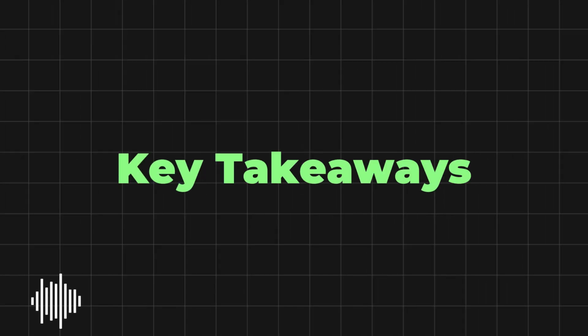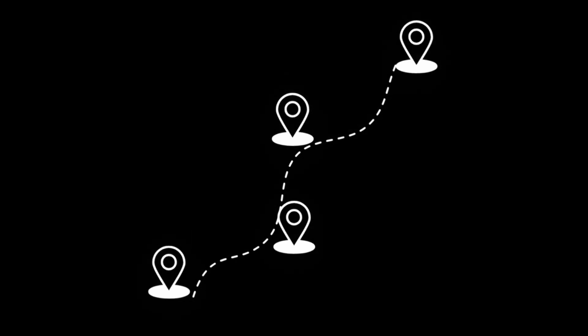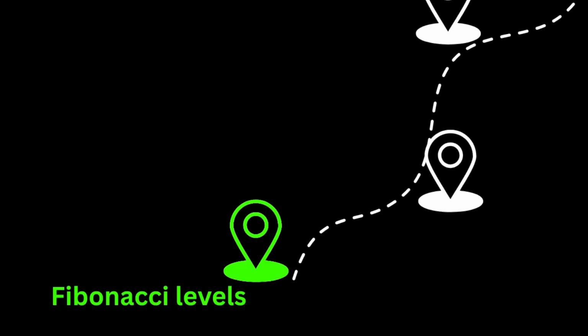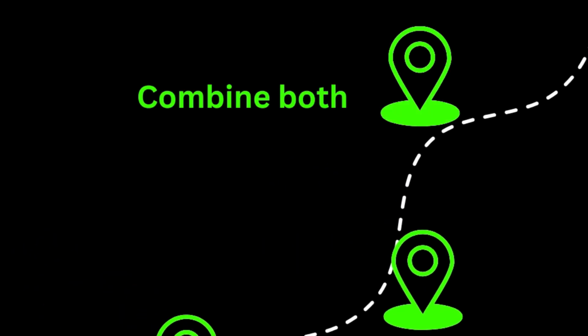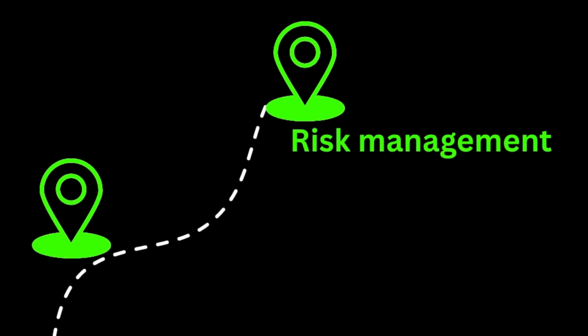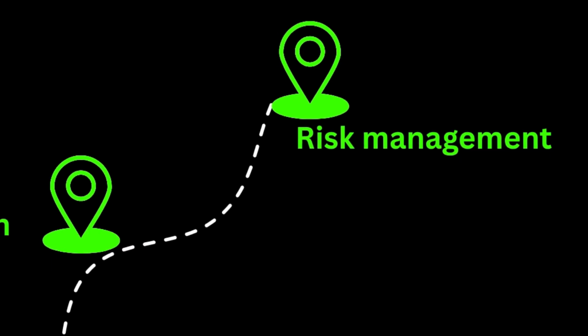Key takeaways. To sum up what we learned from this video, first, Fibonacci levels help you spot possible pullback zones. Second, RSI confirms if the price is oversold or overbought. Third, combining these two tools gives you better accuracy in your trades. And fourth, don't forget, managing your risk is crucial. So always set your stop loss and take profit levels properly.